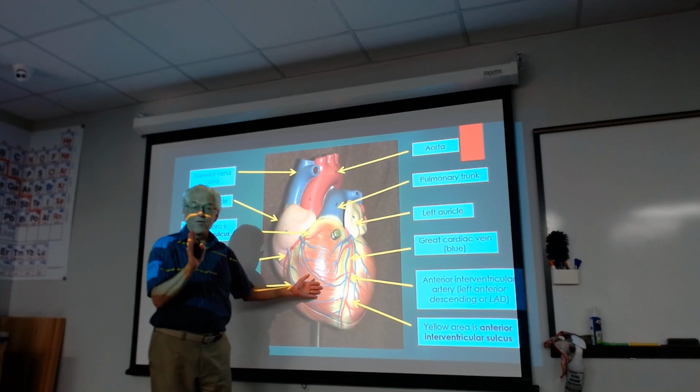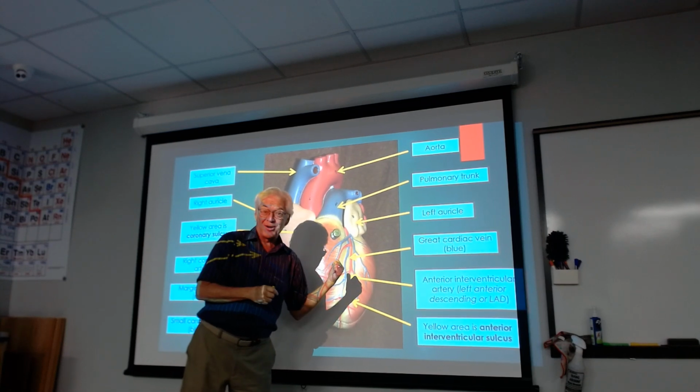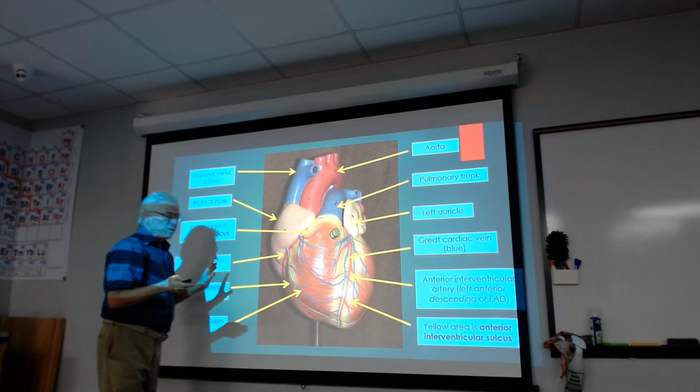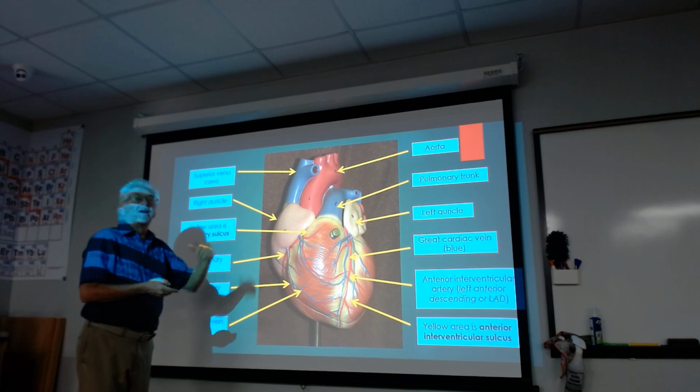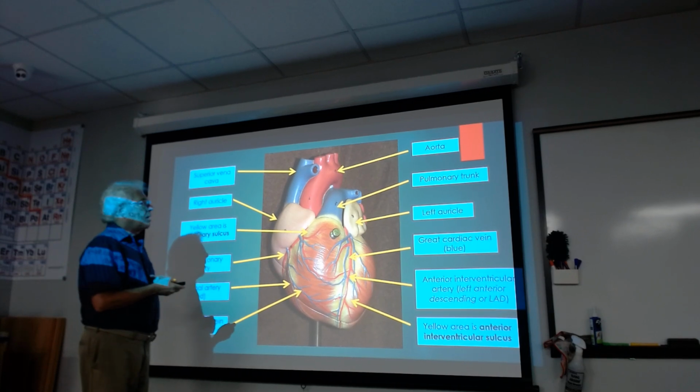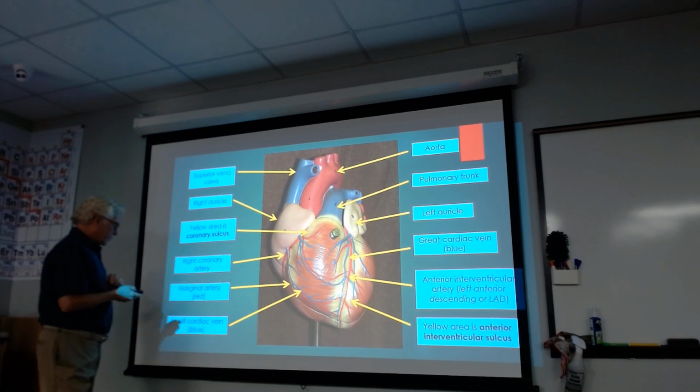Guess what that forebodes? There's one in the back of the heart. You never call something left unless there's a right. You don't call something anterior unless there's also a posterior. I think that covers this.